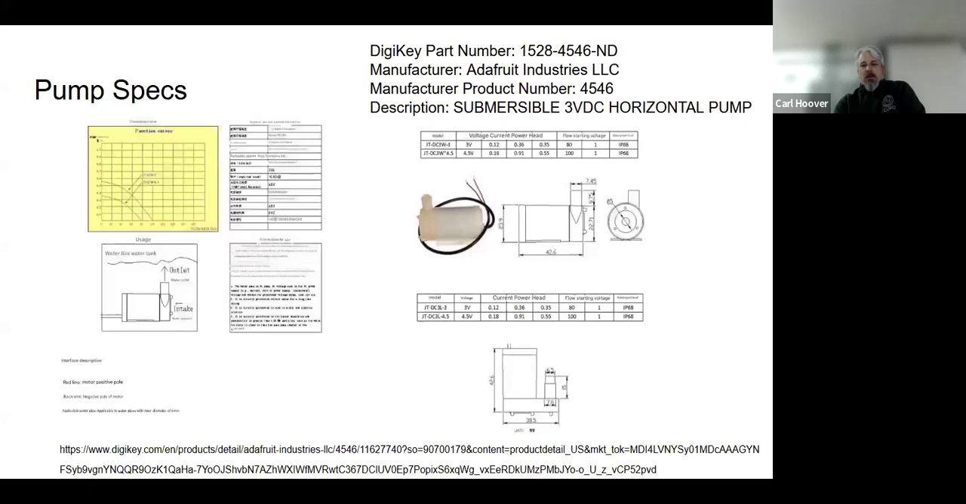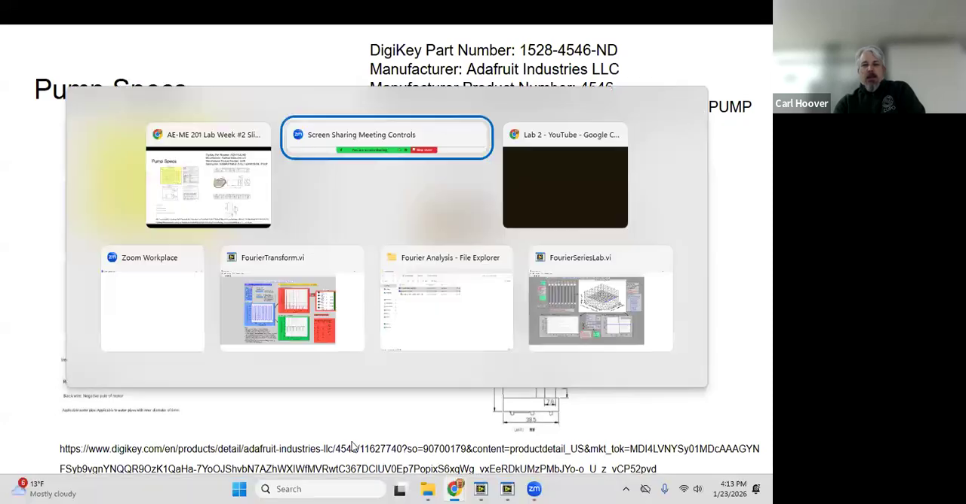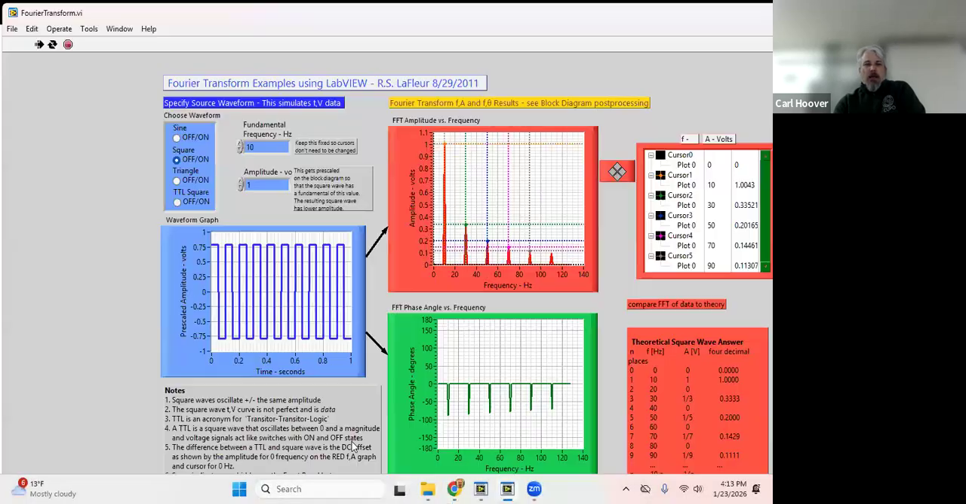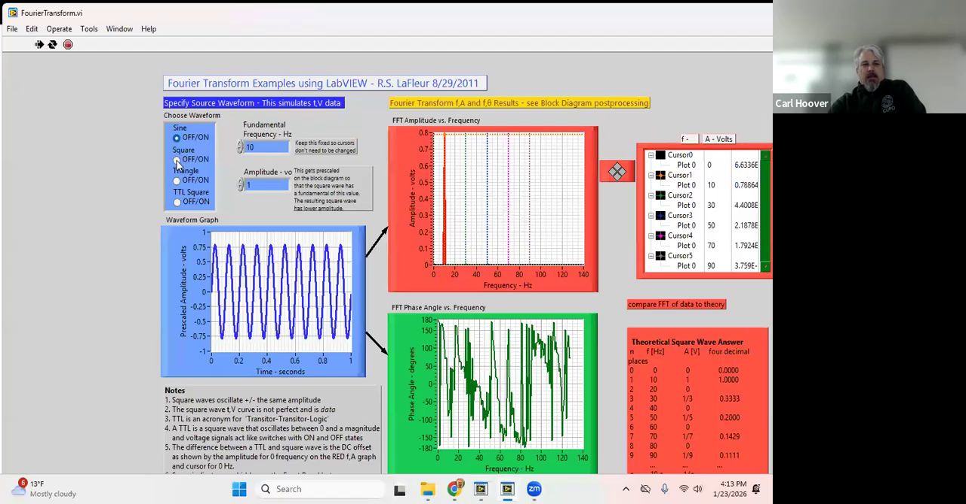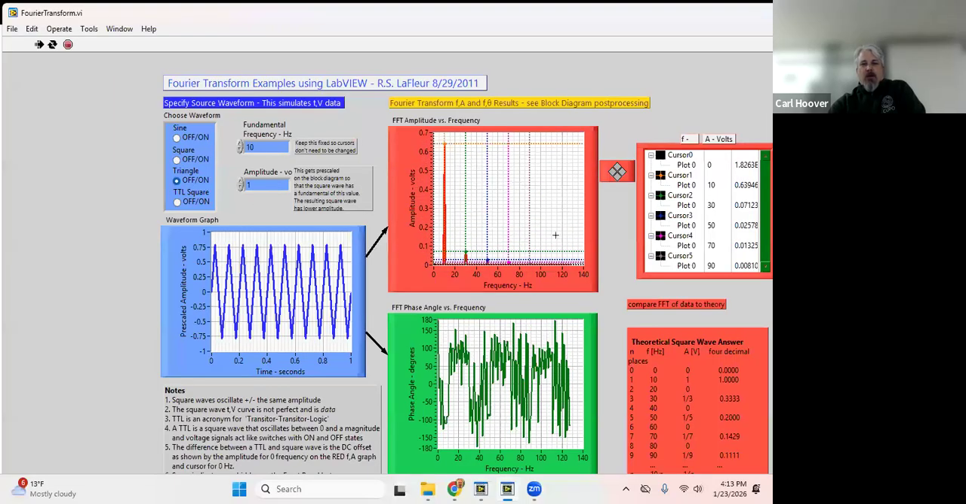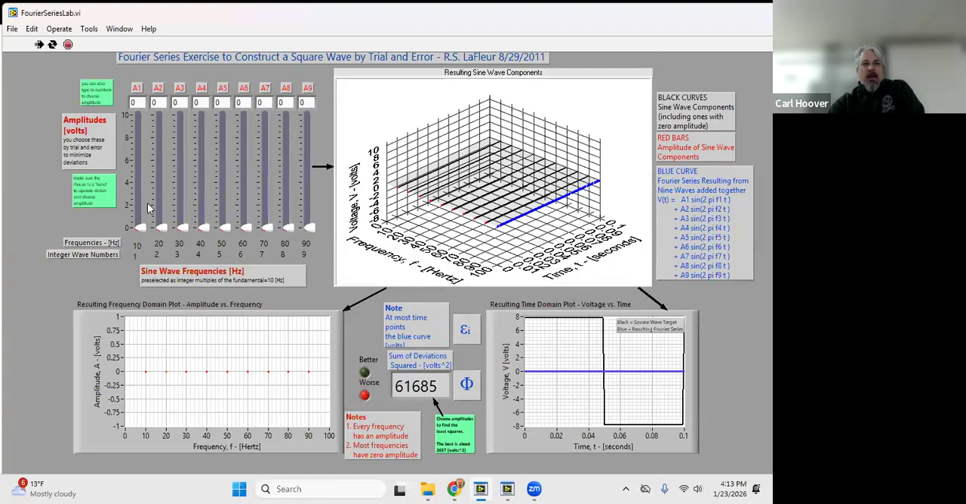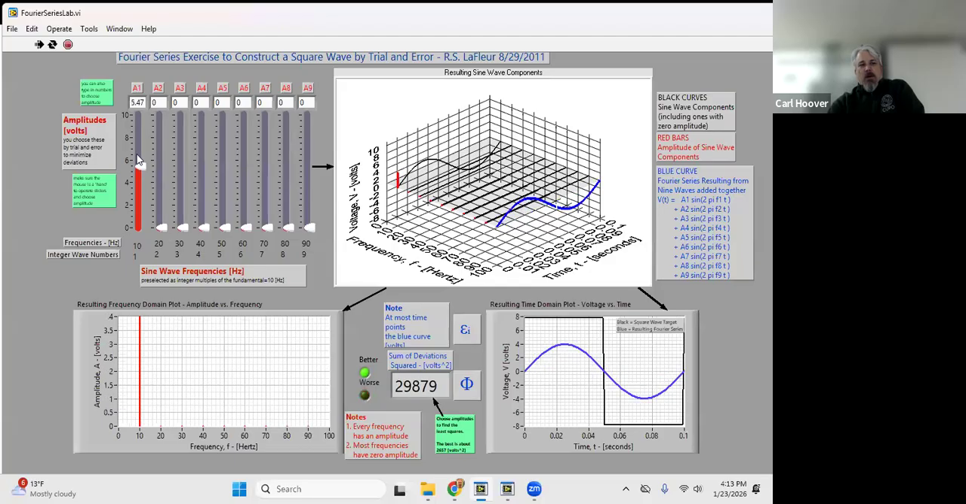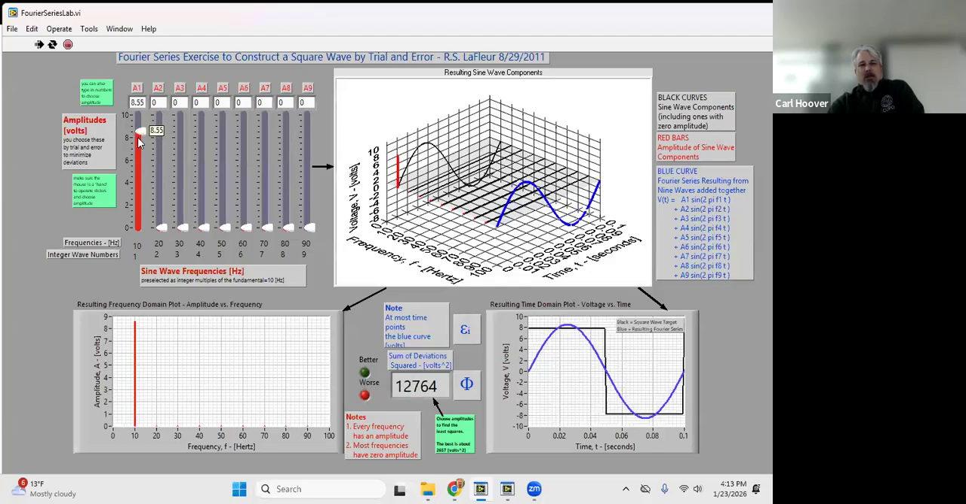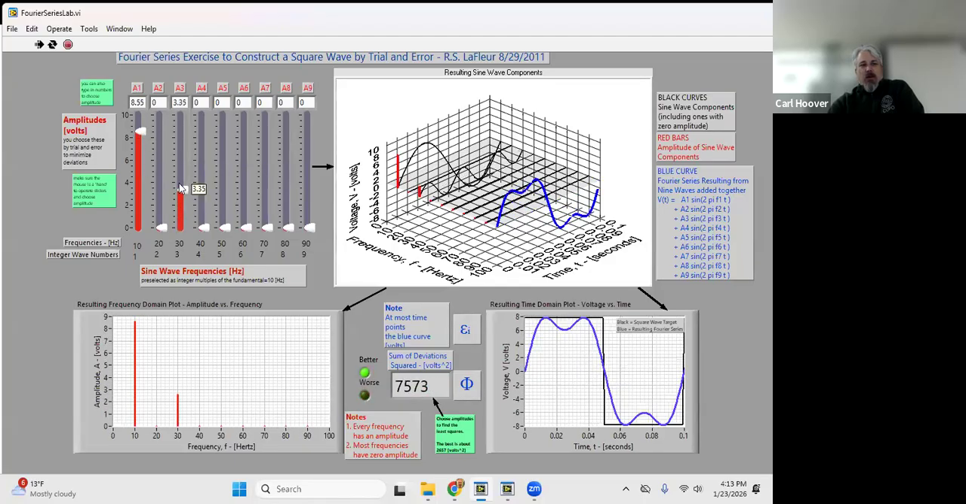So we'll be using a little pump like this in lab, but when we get to the Fourier analysis part, we'll actually be looking at a GUI that looks like this for Fourier transforms, where we look at sine, square waves, and triangle waves in the frequency spectrum. And then we'll also be looking at a Fourier series lab, where we try to approximate a square wave with a series of summed up sine waves at different frequencies.